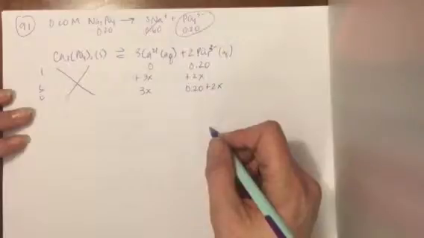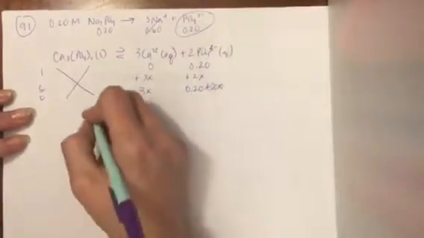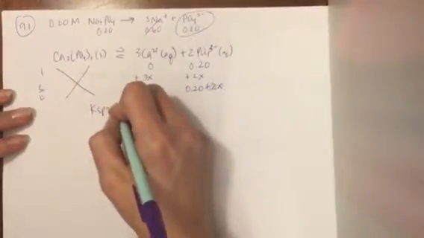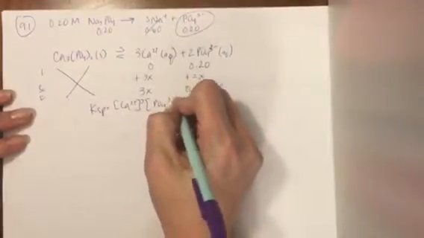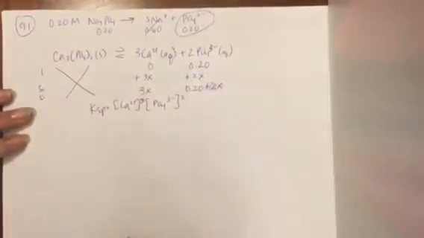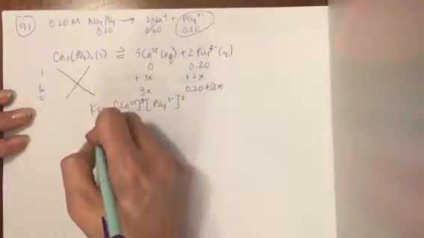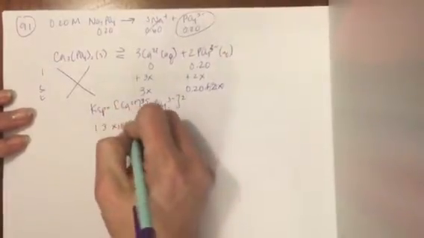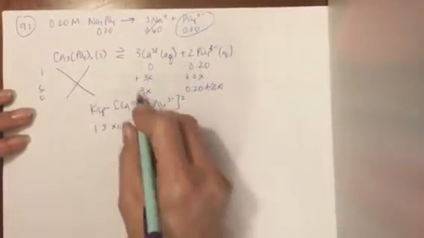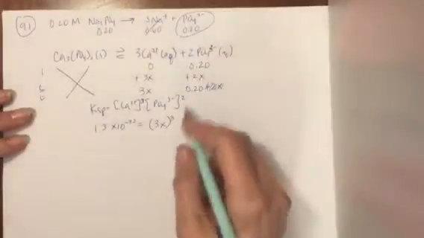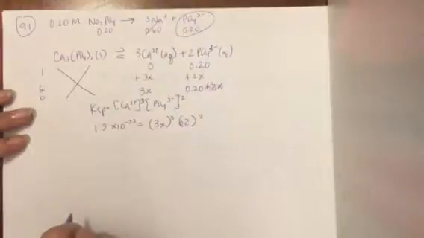Because we're dealing with numbers so small and the K values are tiny, we can ignore this and call this 0.20. So our Ksp value is calcium cubed times phosphate squared. So now we plug in the values that we know. The value for Ksp for calcium phosphate is 1.3 times 10 to the negative 32. Our calcium ion concentration is 3x, and we cube it. And our phosphate concentration is 0.2, and it's going to be squared.